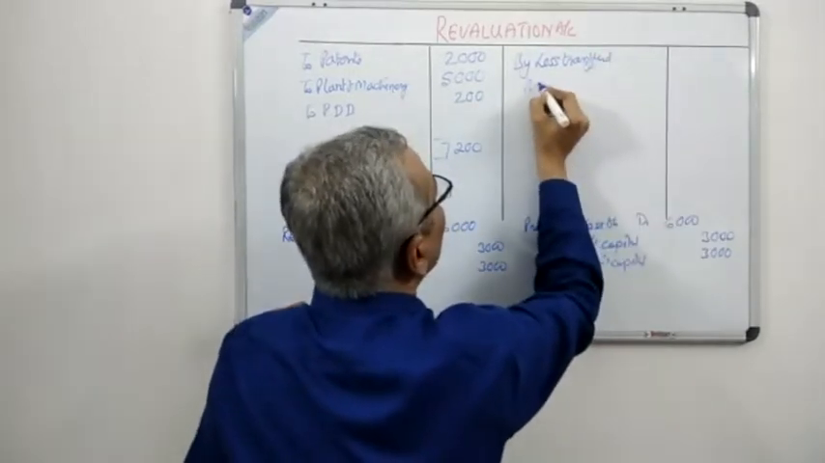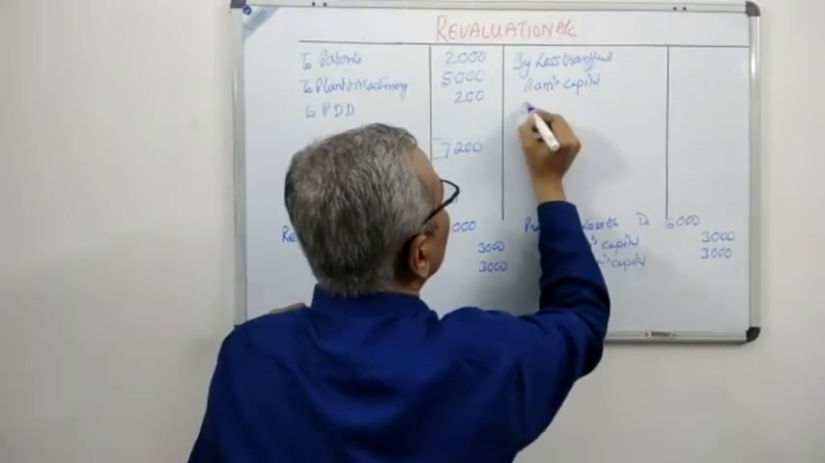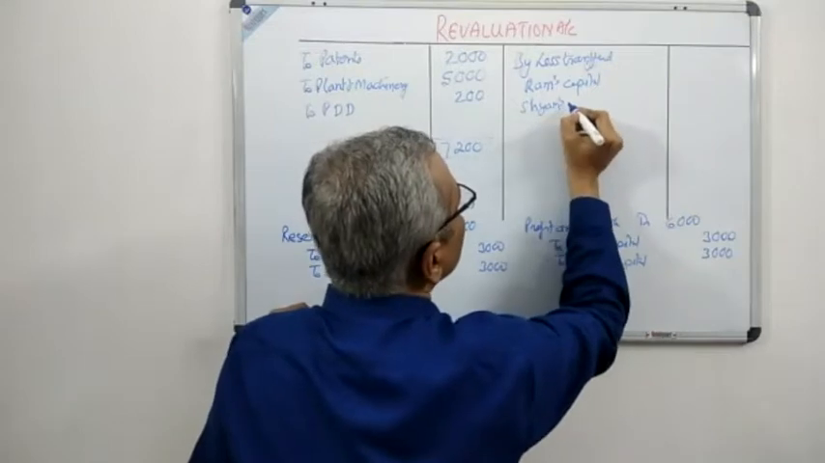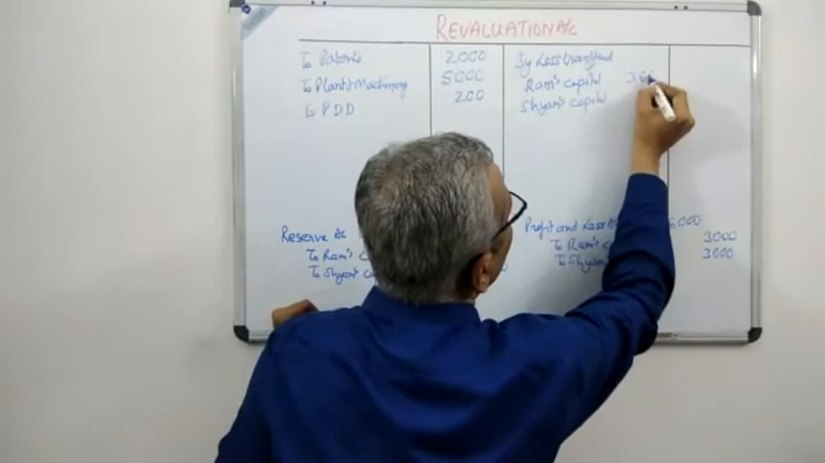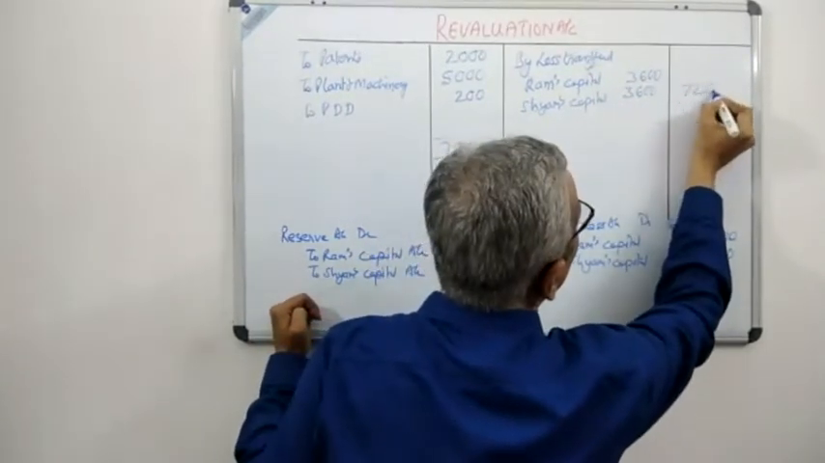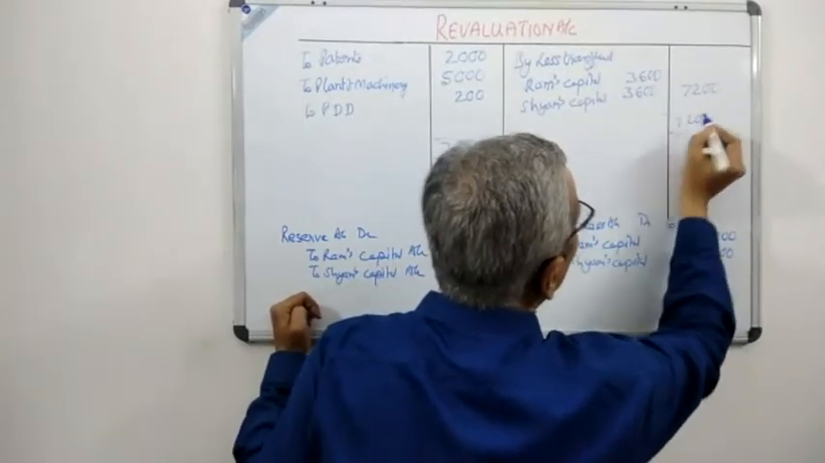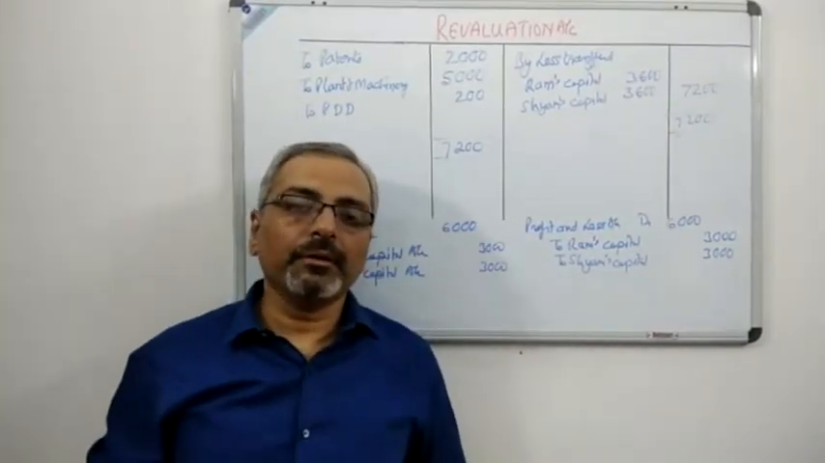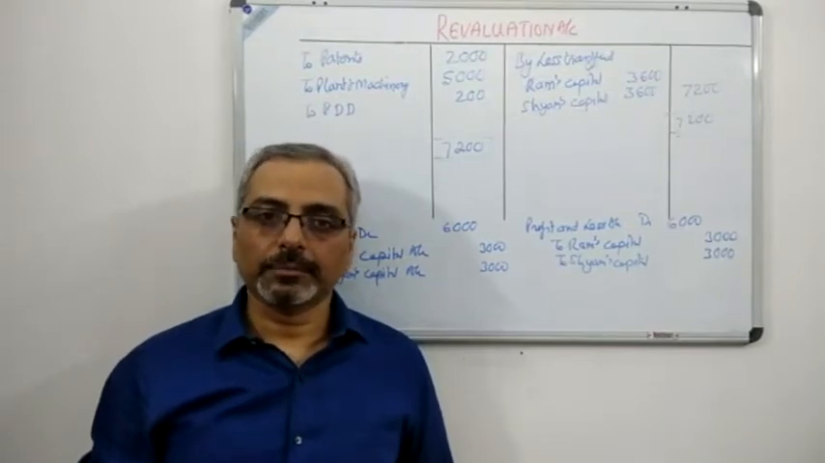and over here we have Ram's capital and we have Shyam's capital, and the value will be 3600 for both, 7200 in the outer column, and this concludes our revaluation account. So you can see very carefully that we have completed the revaluation account where there were 3 adjustments which we have just now done.